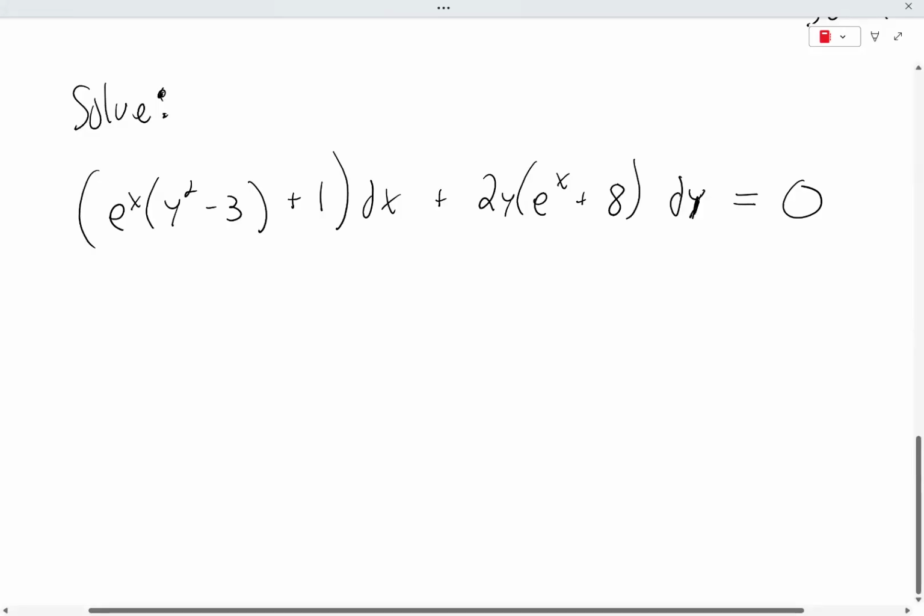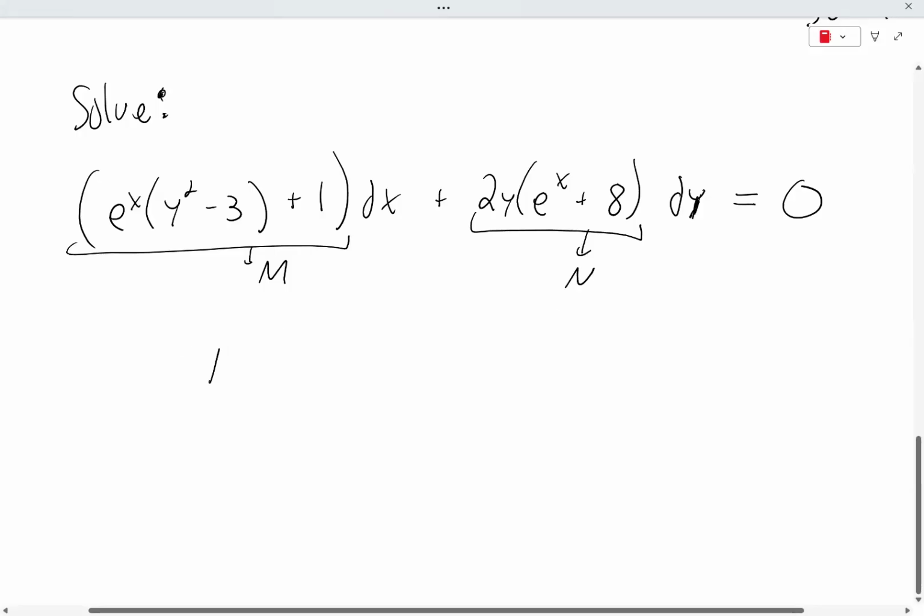Okay, so I'm going to solve this one here. Okay, and basically the same idea here on this one. You could do the test first to see if it's exact or not. I guess I'll do that. So m sub y, right? This is the m, and this is the n.